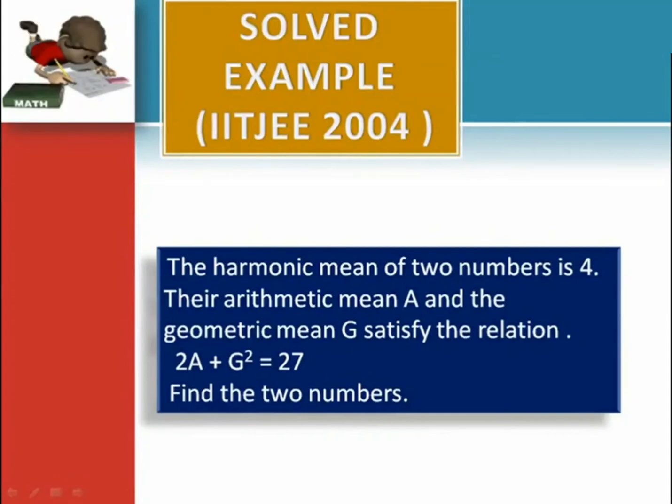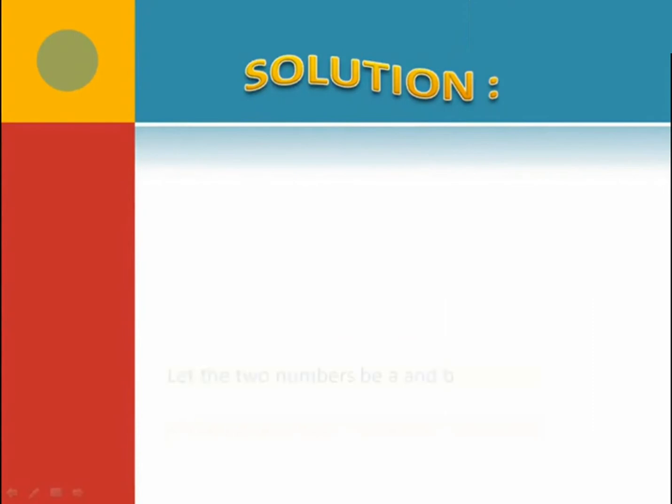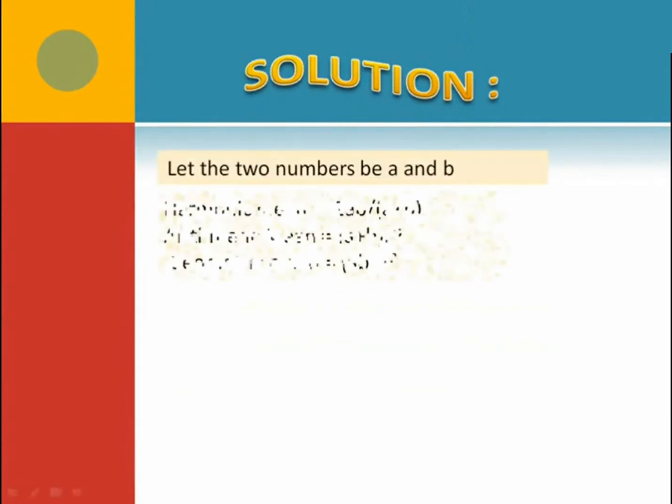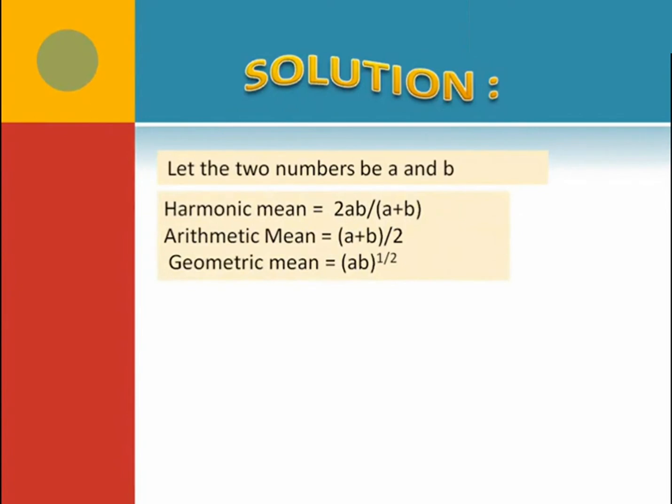To satisfy this relation, we have to find out the value of two numbers. So let us again say that the two numbers are a and b. Harmonic mean would be 2ab by a plus b, arithmetic mean would be a plus b by 2, and geometric mean would be under root of ab.